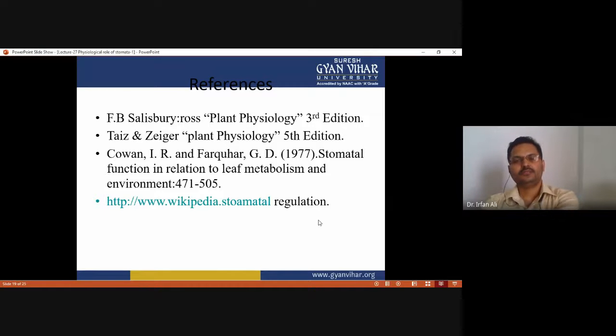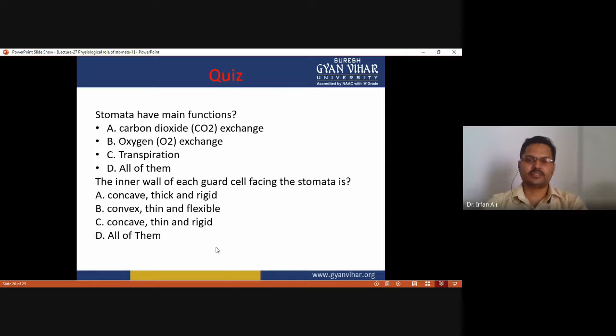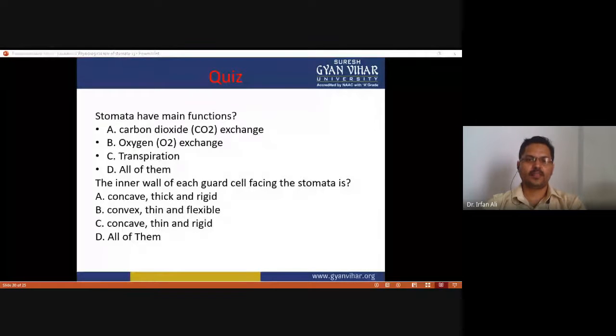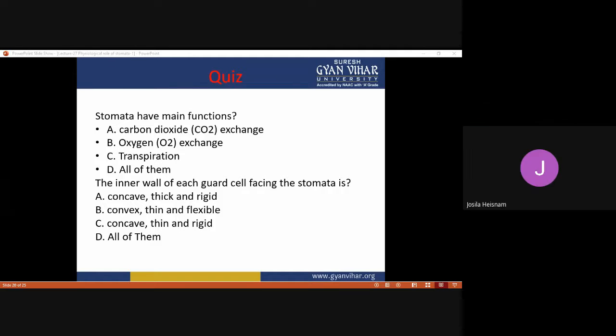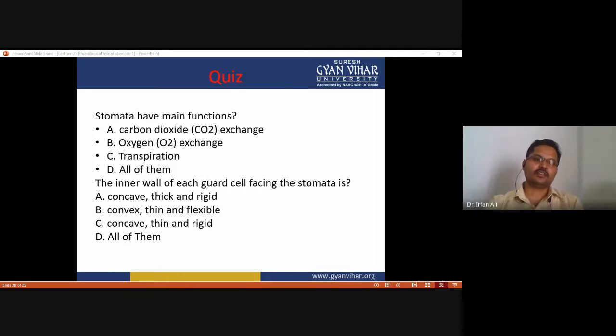So now we have to discuss some questions. Josila, the first question is: stomata have malfunction. Which malfunction of the stomata: carbon dioxide exchange, oxygen exchange, or transpiration? Josila, what is the answer to this question? Sir, all of them. Correct, because all are functions of the stomata.